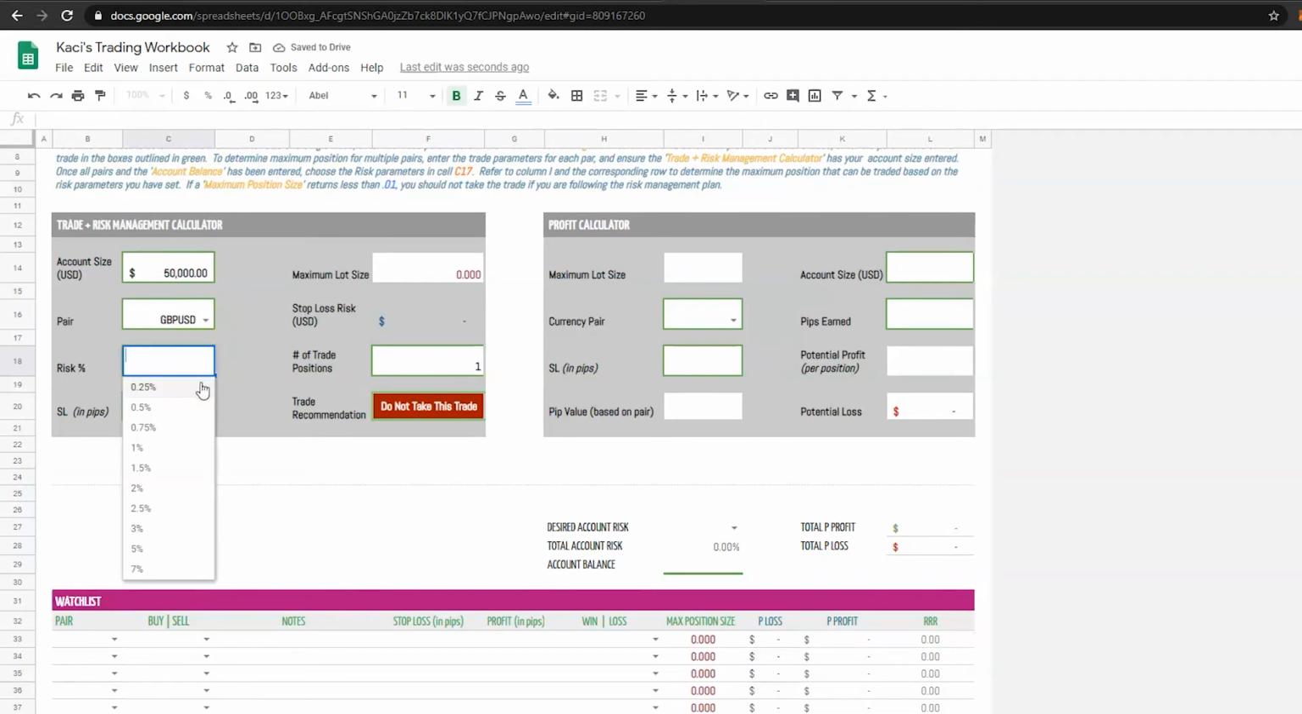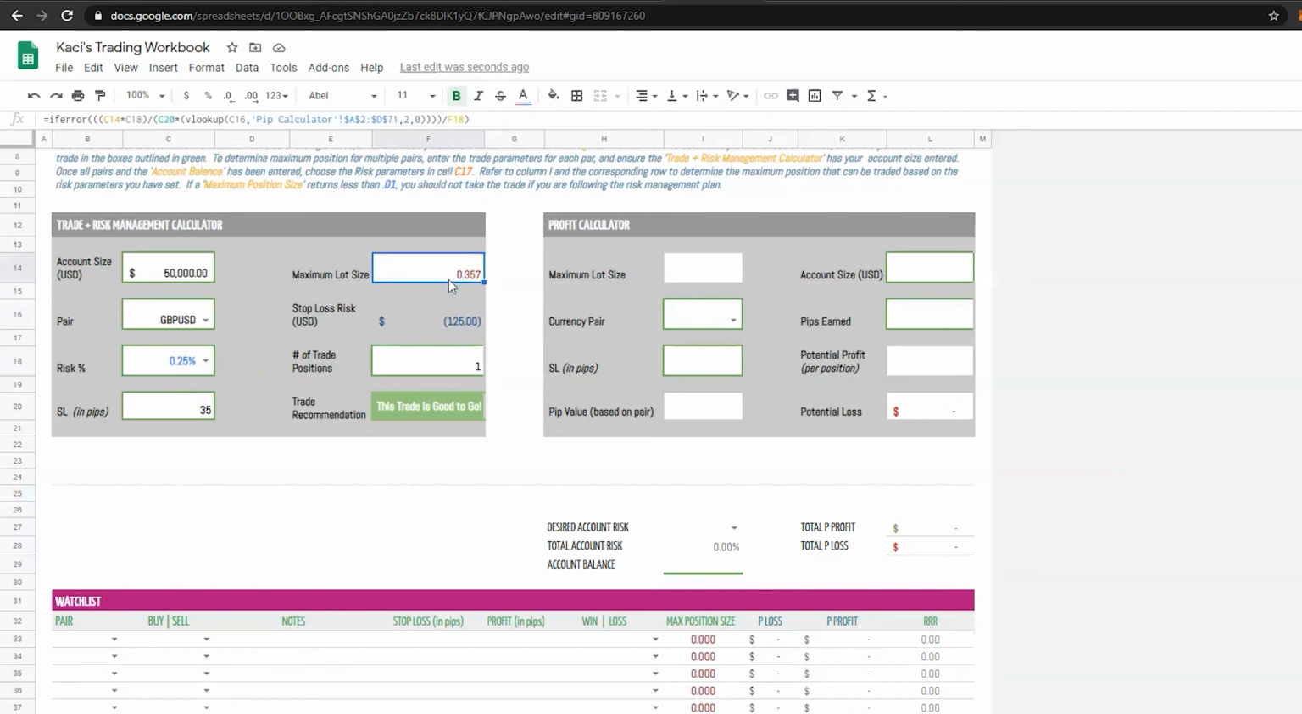So if I want to be very conservative and I don't want to lose more than 1/4% on this trade, it tells me if I don't want to lose more than $125, I can not take a position larger than $3.57 per pip based on my setup with a 35 pip stop loss. If I say, hey, I want to be a little more aggressive, let's do 0.5%, right? I lose 0.5%. And so you're telling the system, I don't want to lose more than $250 on this trade.